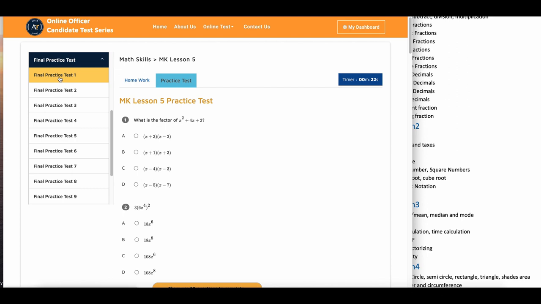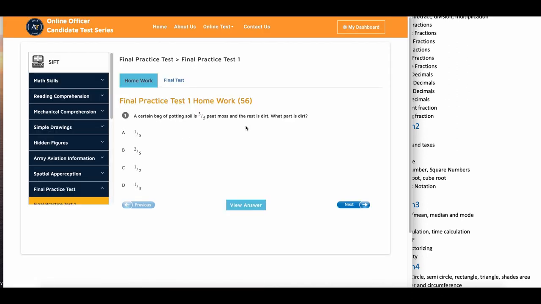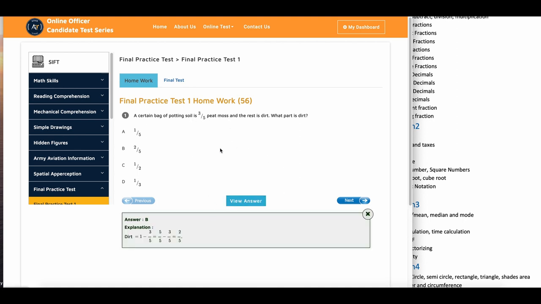Okay, and you could see each final practice test has at least 40-50 questions, and many of the questions in here came up before in the actual test, because too many people in our program took the test, and they gave us some feedback. What are the questions they saw in the actual test? And we try to put similar types of questions in our practice test. So if you practice all these 10 final practice tests, most likely you will know every single problem you will see in the actual test.